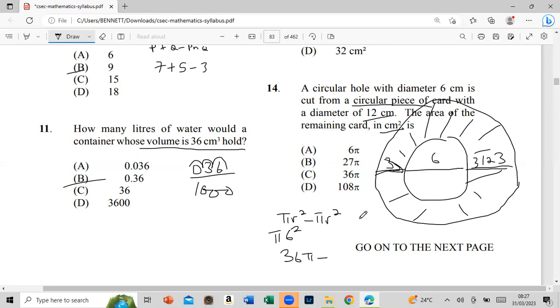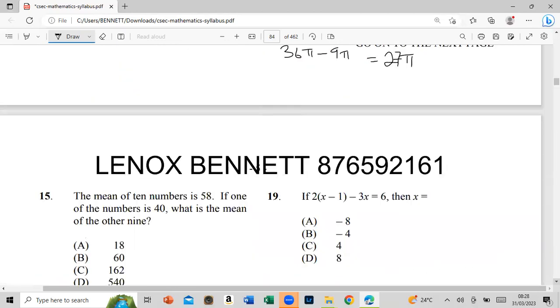Let's work out the area for the small one. So the radius is 3. So minus pi 3 squared. So 3 squared is 9. So this one is 9 pi. So 36 pi minus that will give us 27 pi. So it's a very nice question. So it's actually B. So much here, guys, you have to try it, right?